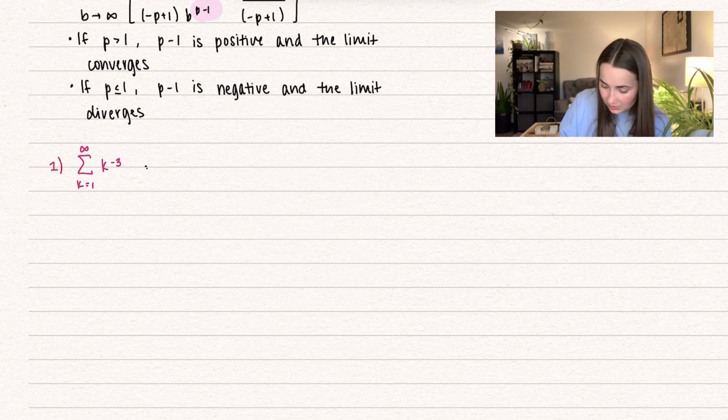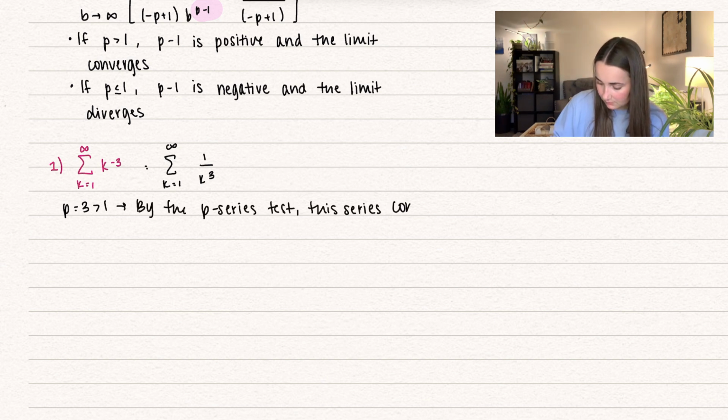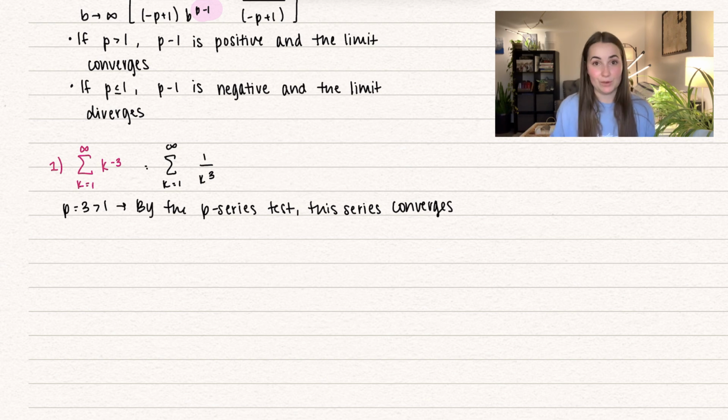So here, what we're going to do is rewrite it so we can really see the p series going on. I'm going to use properties of exponents, and we get 1 over k cubed. P in this case is equal to 3, which is strictly greater than 1, which tells us this series is going to converge. But let's go ahead and work it out with the integral test.